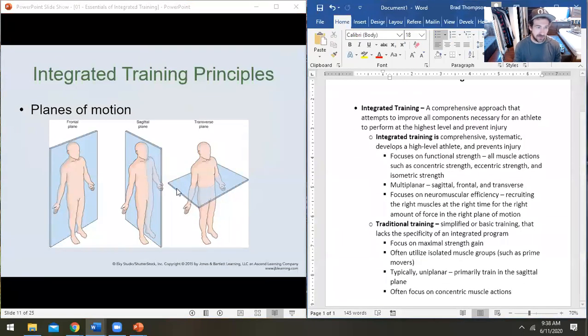So reviewing our planes of motion real quick, right? We've got the frontal, the sagittal, and the transverse planes. We want to get good at not just this, but also this and that. We want to be able to rotate as well.